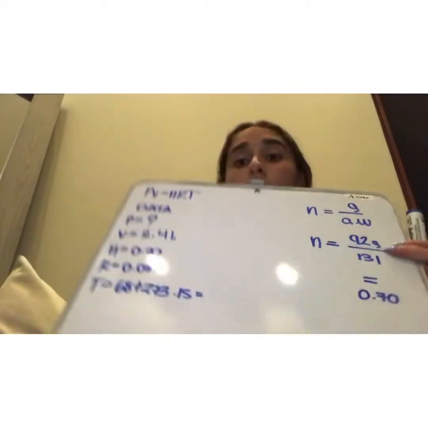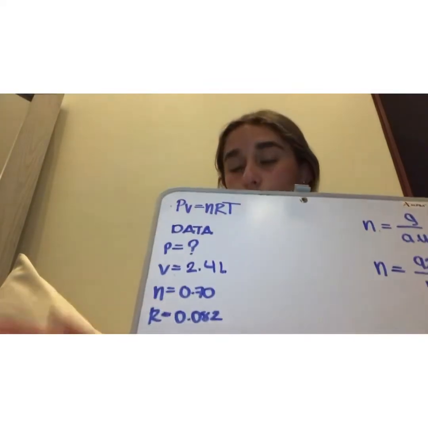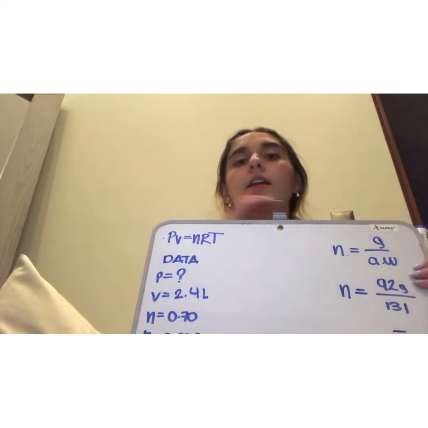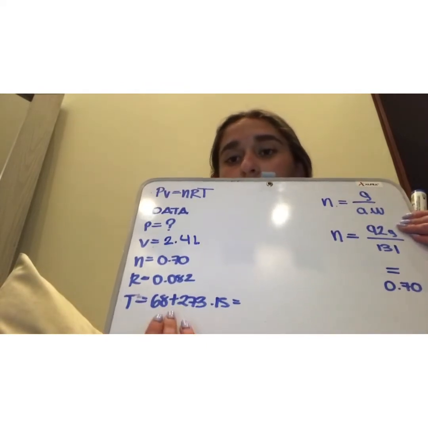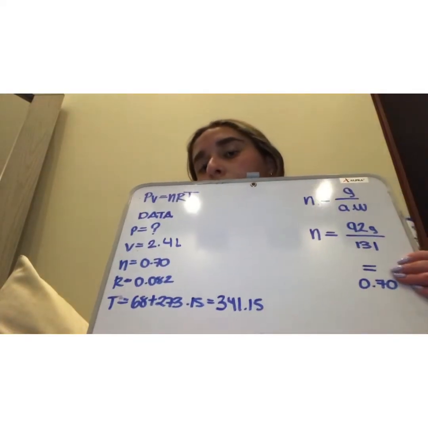Then we have R, that is equal to 0.082, and this number is always going to be R. Okay, it's a rule. And temperature, we have that it's 68 plus 273.5. Remember that always Celsius we need to pass to Kelvin to resolve our problems. So I'm going to do this one. And our result is 341.50.